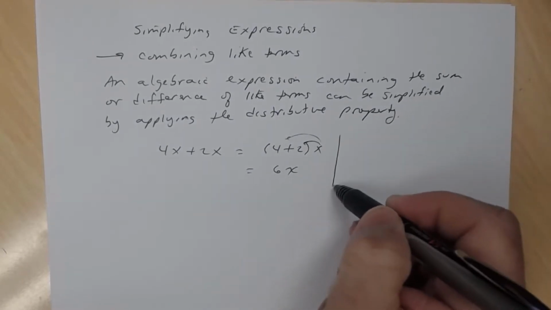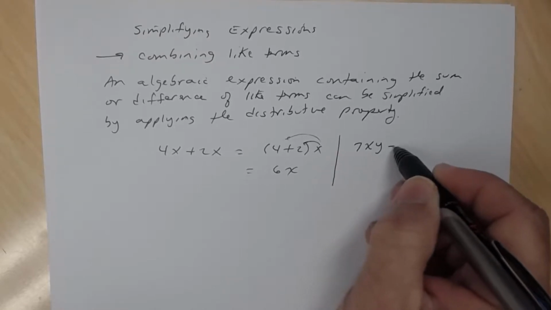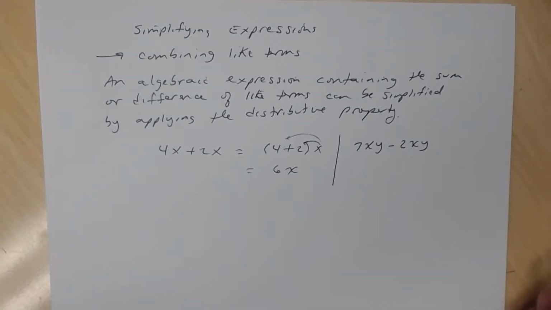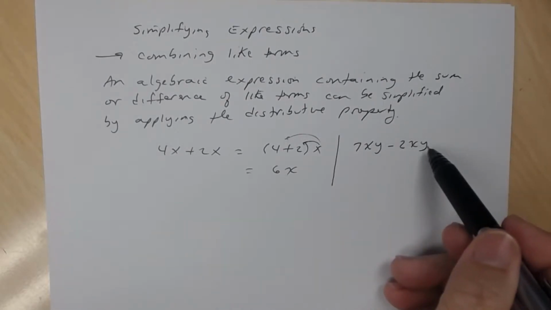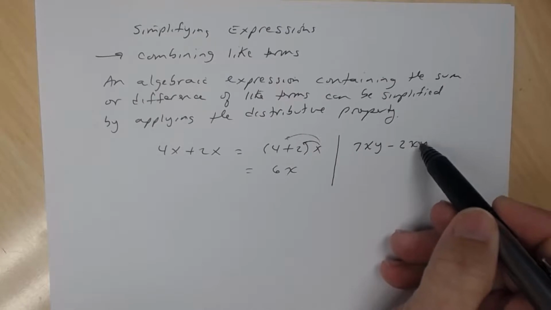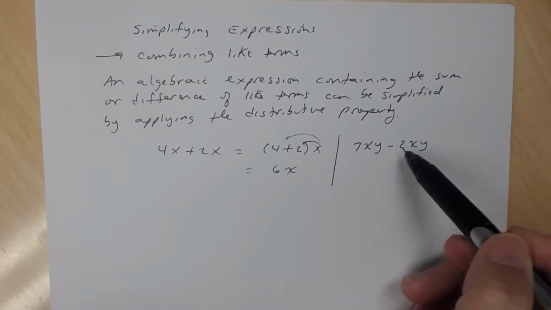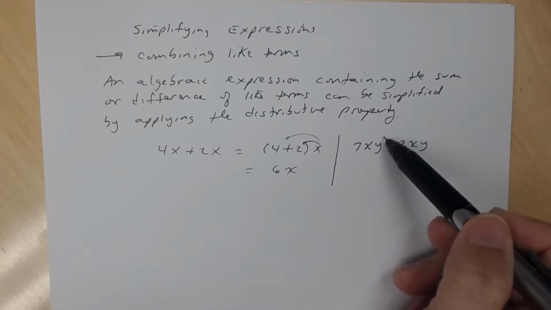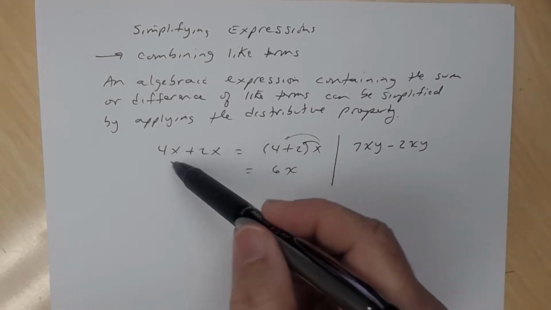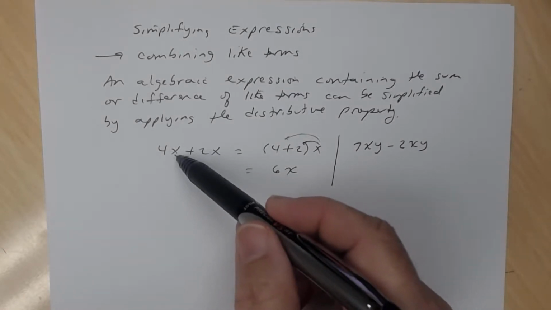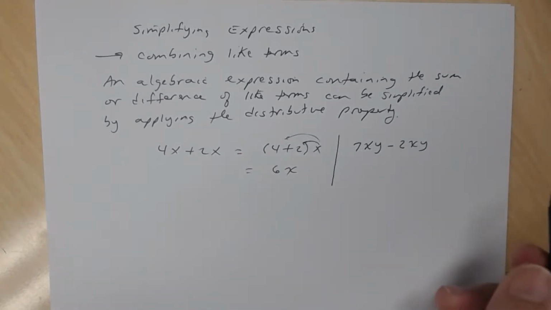The same idea applies if I had, let's say, 7xy minus 2xy. Notice that these are like terms because they both have variable x's and they both have variable y's, and each x is being raised to the same power. They're both being raised to the first power, and each y is being raised to the first power as well. These are like terms because they both contain the variable x, and both x's are being raised to the same power, the first power.